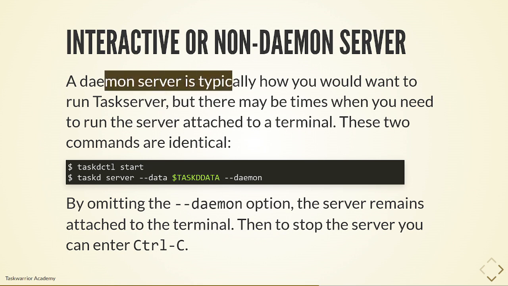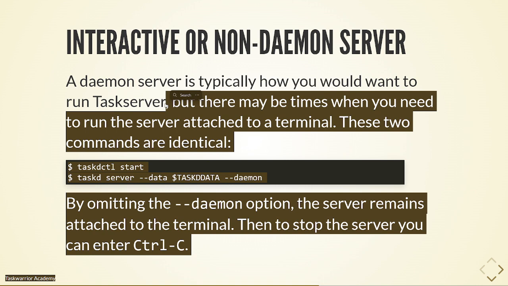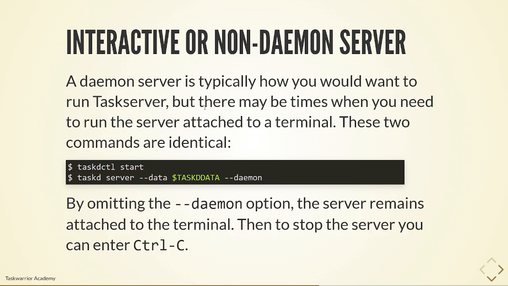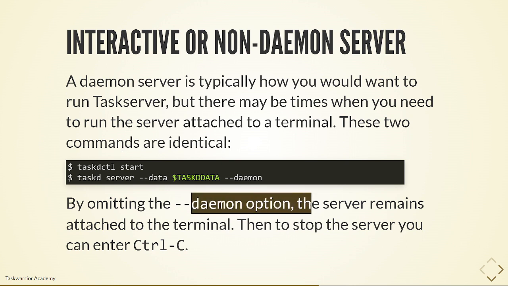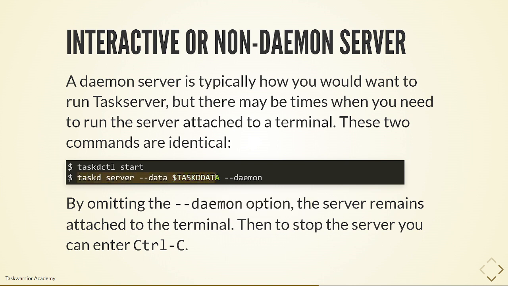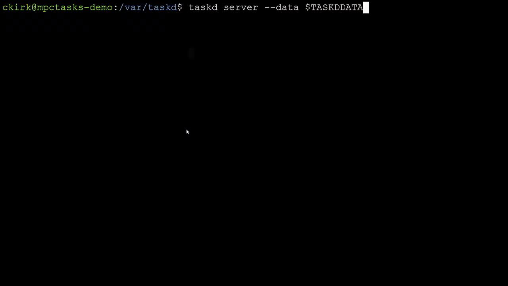A daemon server is typically how you would want to run Taskserver, but there are many times when you need to run the server attached to a terminal. These two commands are identical. By omitting the daemon option, the server remains attached to the terminal. You can stop the server by entering Control-C. So let's attach it to our terminal, and let's just verify that this thing can even run.